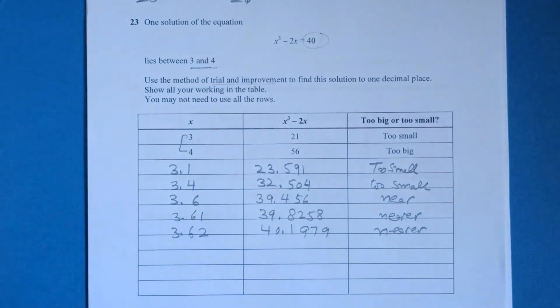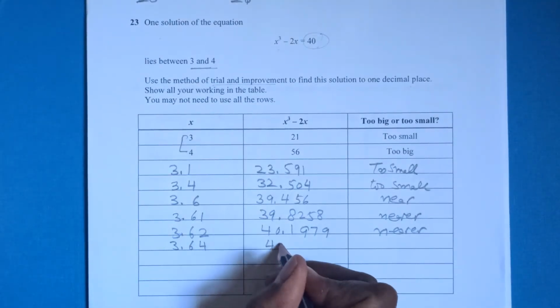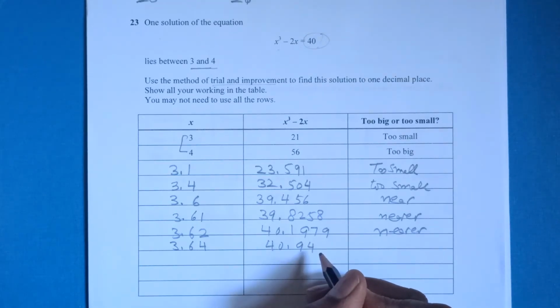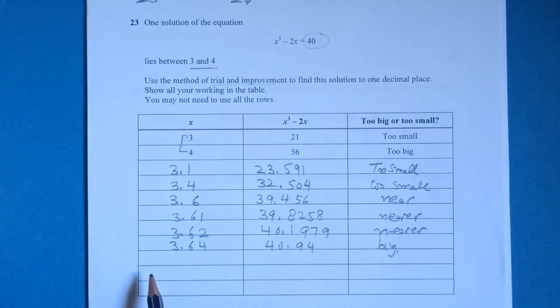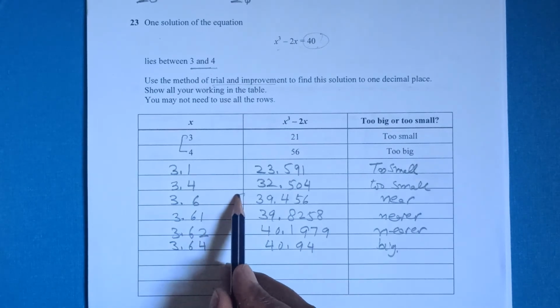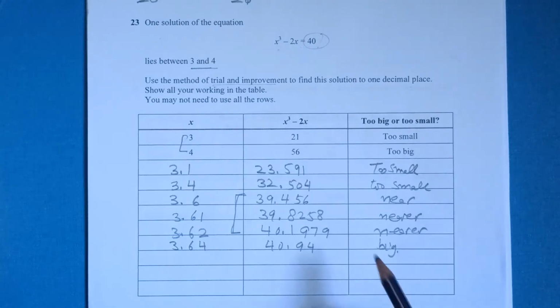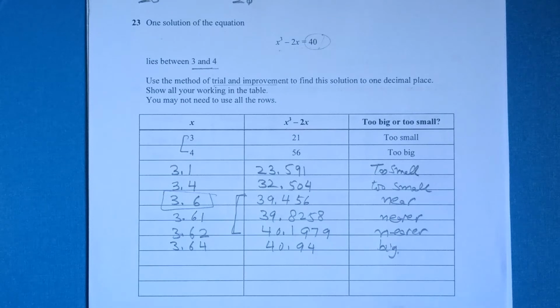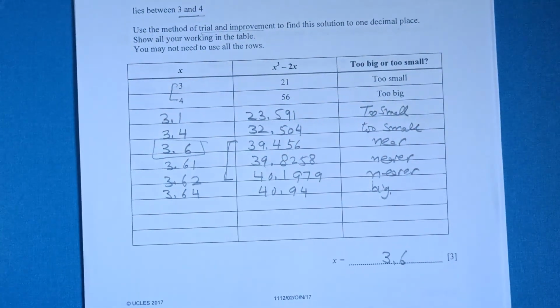And then we have 3.64. This comes out to be 40.94. This is big. So our answer is somewhere lying between these values. The nearest value from here is 3.6. So this will be our answer for this question.